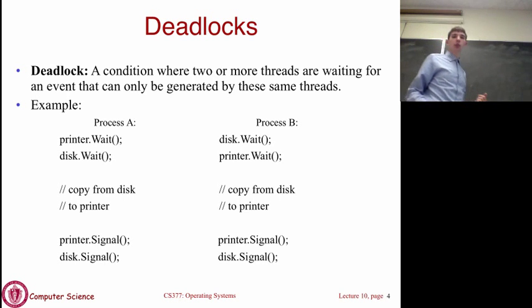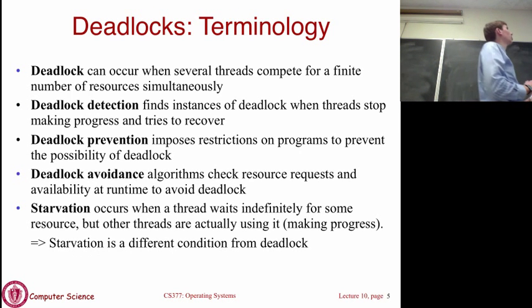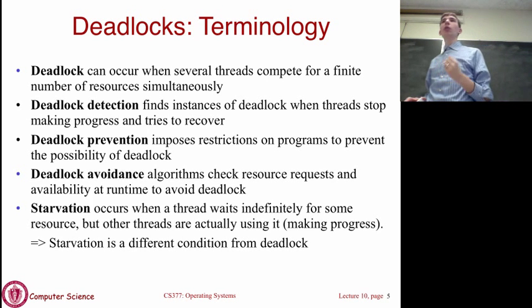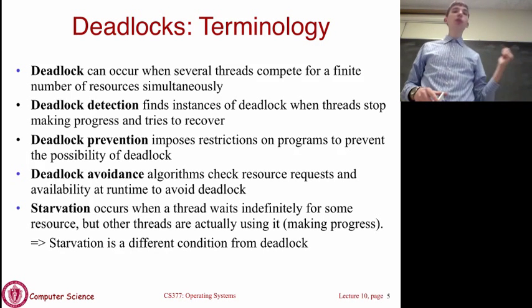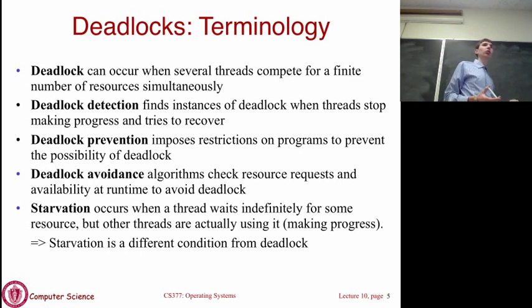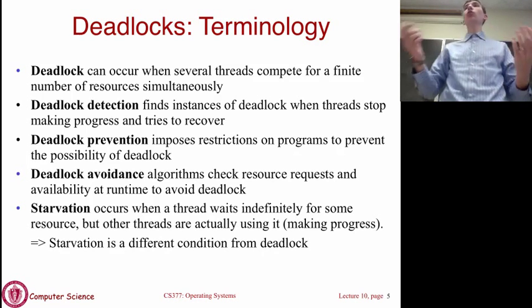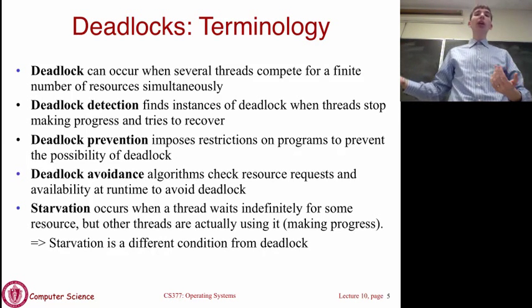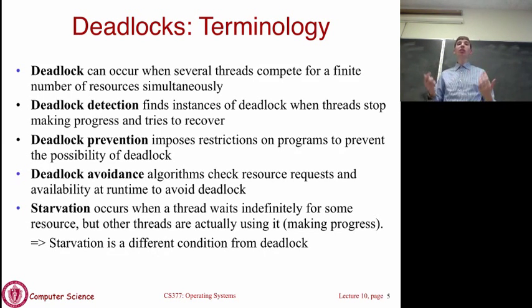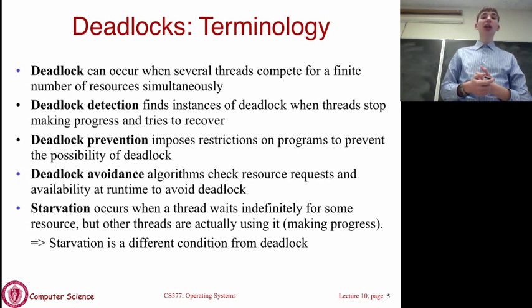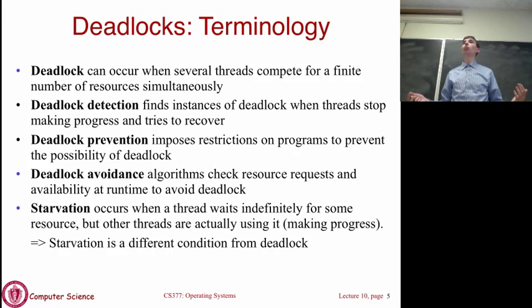So there's going to be some terminology that we use when talking about deadlocks. We already talked about what a deadlock is. There are basically three approaches we're going to talk about to dealing with deadlocks. The first is deadlock detection. This is the idea that if a deadlock happens, if you didn't prevent it from happening, and you do actually have deadlocked threads, you can try to figure out that you have a deadlock, or at least a possible deadlock, and then do some kind of recovery to break your threads out of the deadlock.